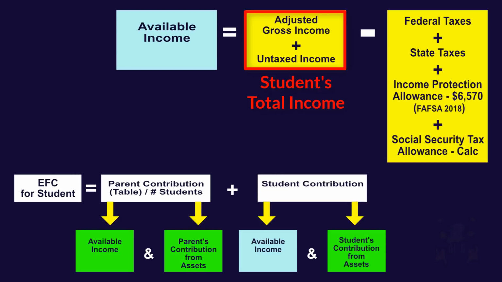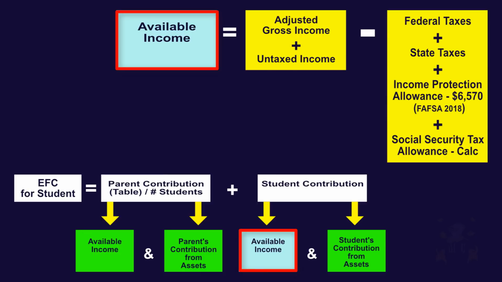The student's total income is calculated the same way: adjusted gross income plus any untaxed income. The student's total income minus the following: federal and state taxes, allowance for Social Security tax, which is the same table as the parents, and income protection allowance, which is a flat rate, unlike the parents. In this case, as of 2018-2019, it was $6,570. The remainder of this is the student's available income.